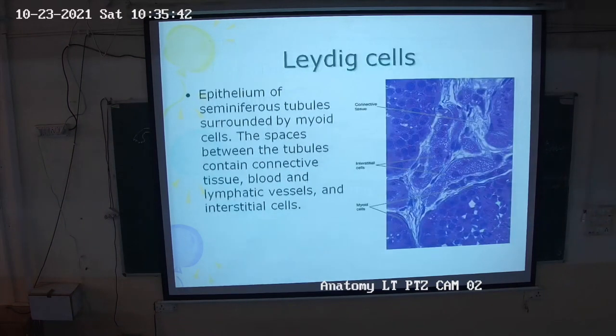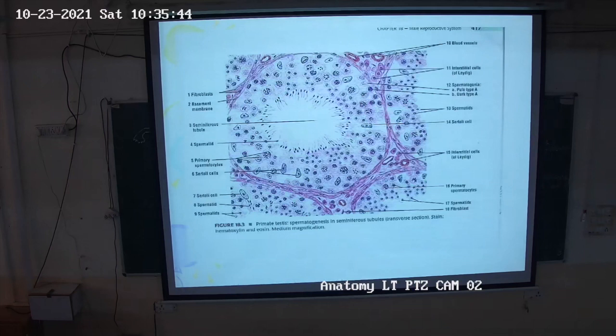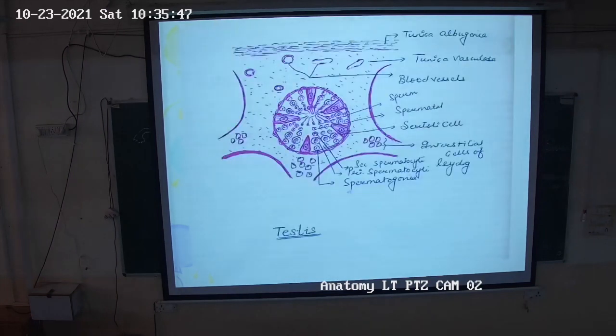Now one by one we are going to see these cells. Here in this picture we have taken one seminiferous tubule. Okay, spermatogonia converts into the spermatozoa. Now spermatogonia are the germ cells. Okay, the main stem cells differentiate into different types of cells.